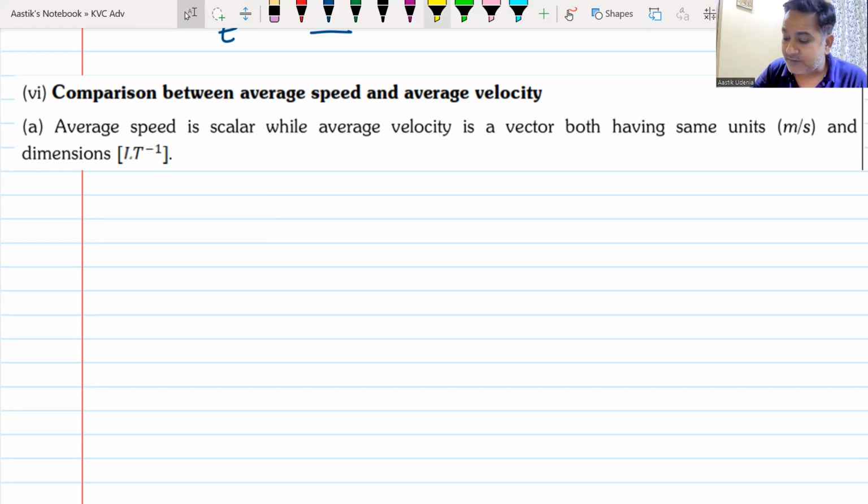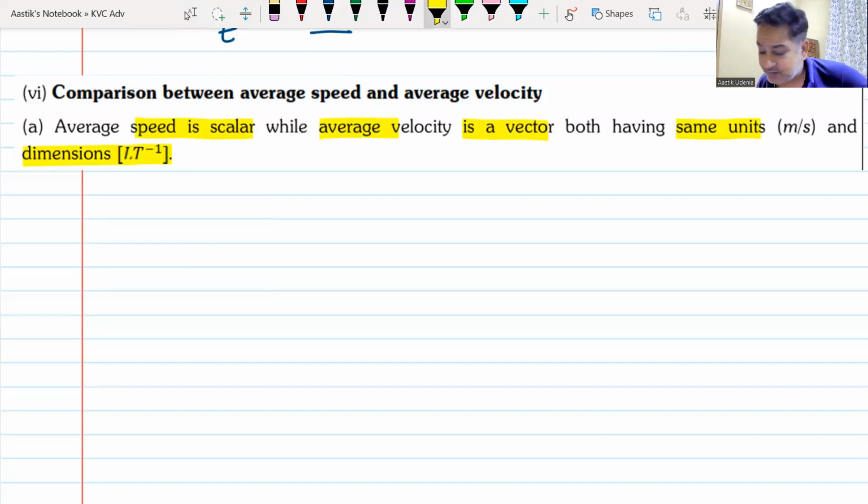Average speed is a scalar quantity. Average velocity is a vector quantity. They have the same units and same dimensions. Apart from this, there is no relation between them, because they are defined in different ways. Average speed is total distance divided by total time. Average velocity is total displacement divided by total time. There is no relation between them. Yes or no?